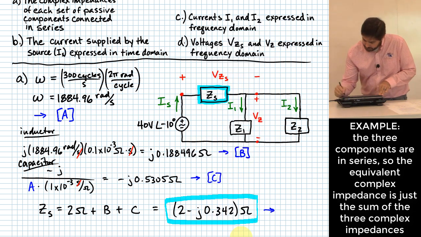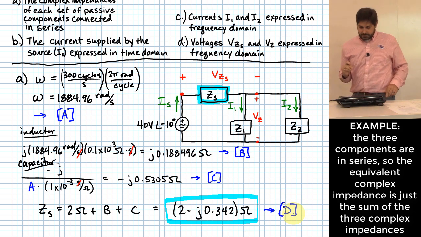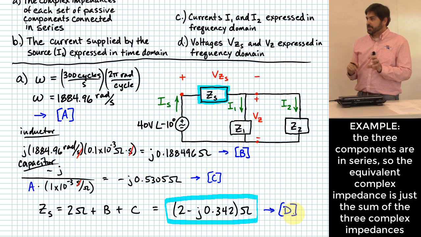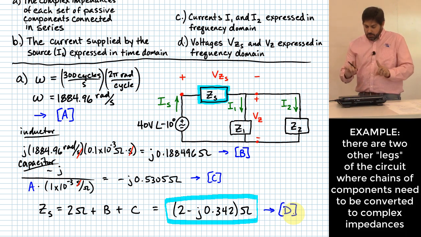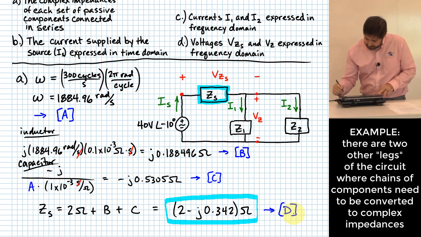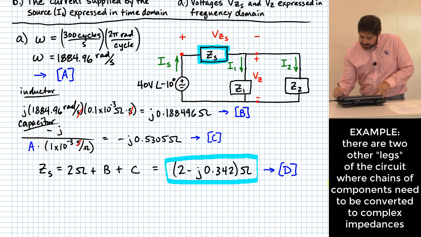Okay? And I'm going to make a note of that right here. All right. So we've done one of our little sets of series complex impedance conversions that we have to do. What do we want to do next? The next ones, right? With Z1, right? What's involved in Z1?